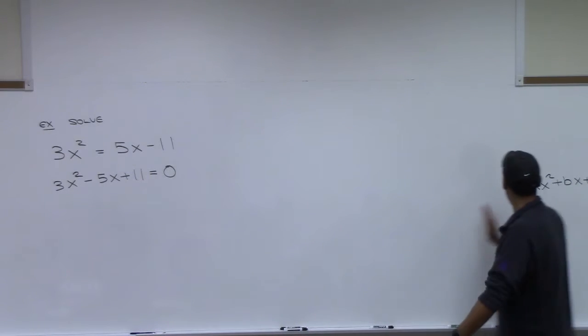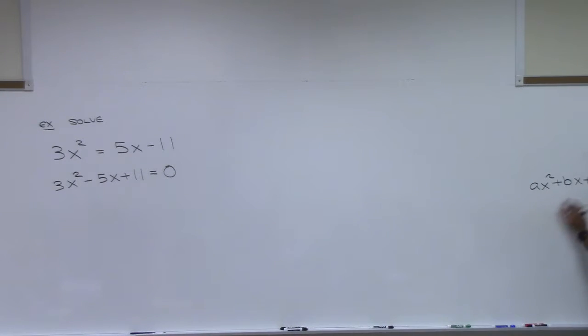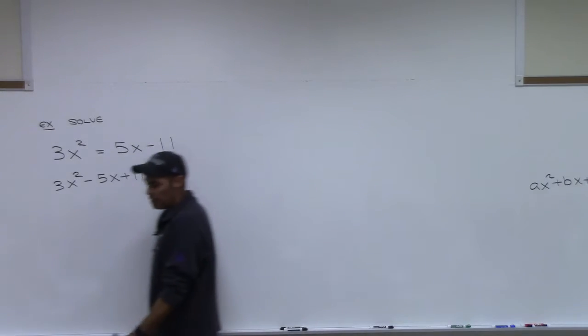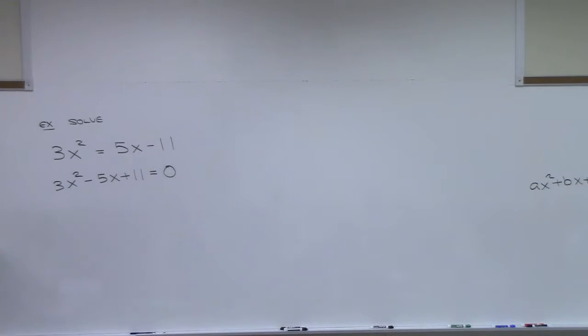Now when you go to use this formula, notice that this is in what's called descending order. You have the x squared first, then you have the x, then you have the number, then you have equals 0. Make sure you put it in the right order over here. And now at this point, it's up to you. Factor or quadratic formula? What do you think?